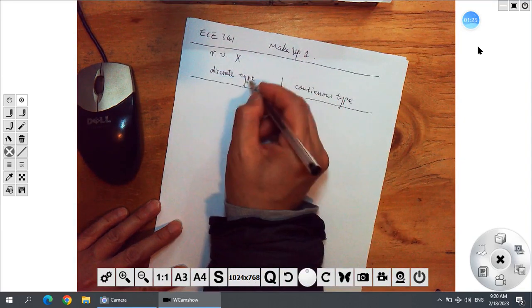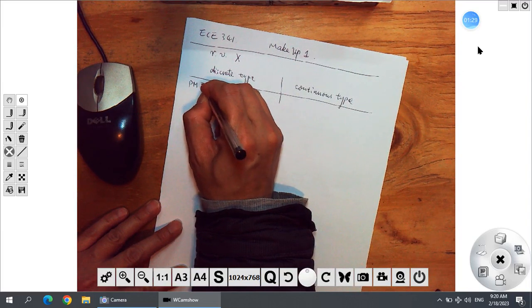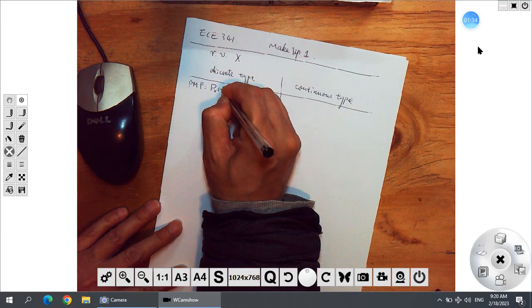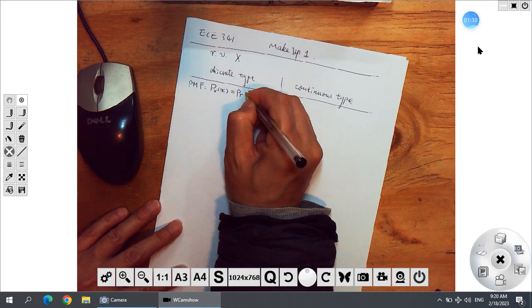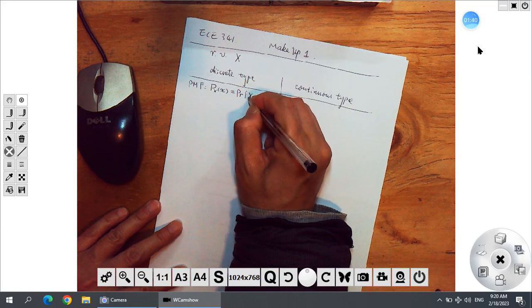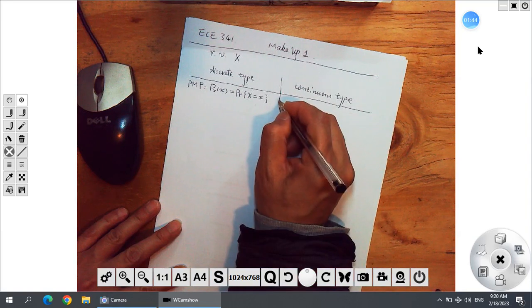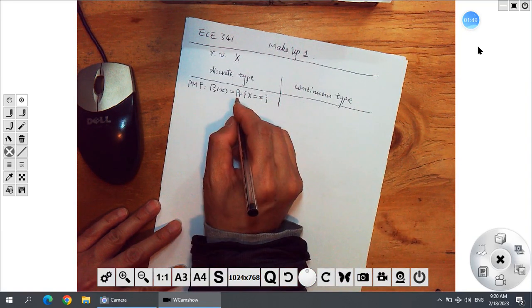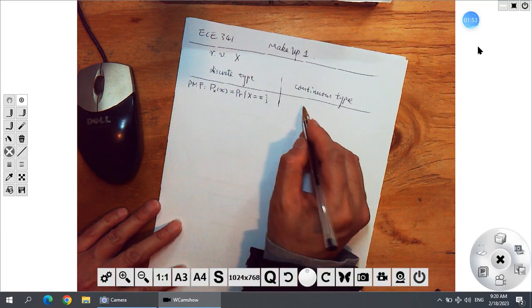For discrete type, we can have PMF. We denote it as Px of lowercase x, equal to the probability of capital X equal to x. Right? It's a random variable. Capital X has this lowercase x as value, then find the probability, we get PMF. This definition is just for discrete type.